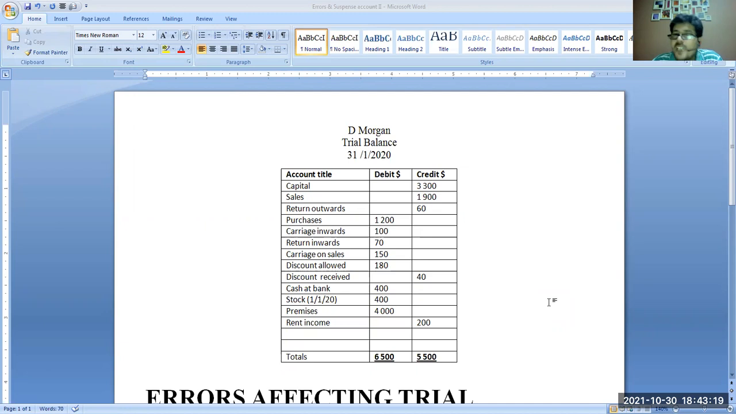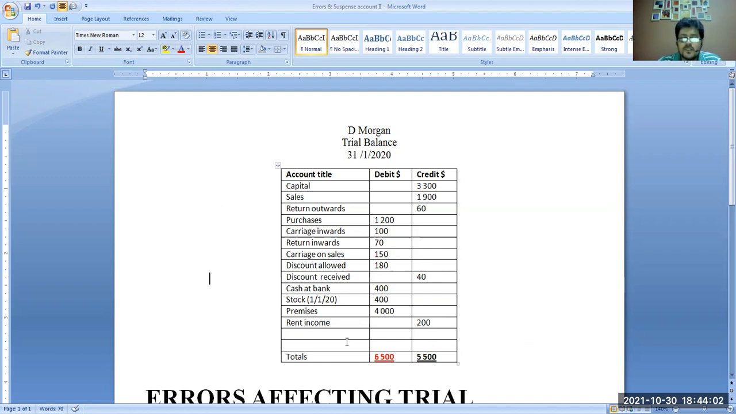Okay, now the trial balance is made. It's not equal, it's not agreed. So in that case, what happens? The debit side is heavier than the credit side. As per the assumptions of error, this 6,500 will be taken as correct. Are you getting my point? And on the credit side, we have a deficit of 1,000.